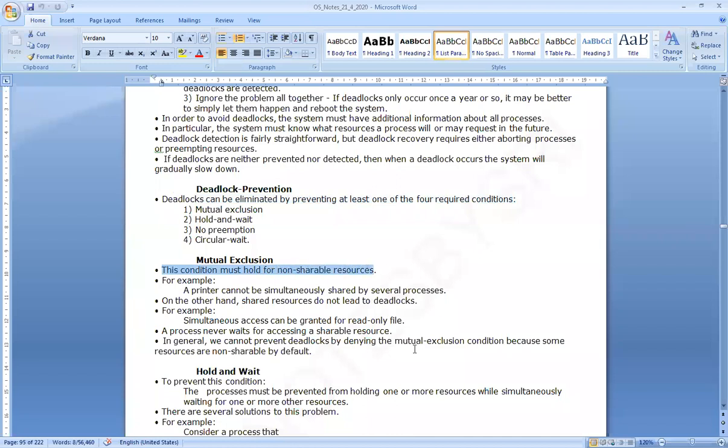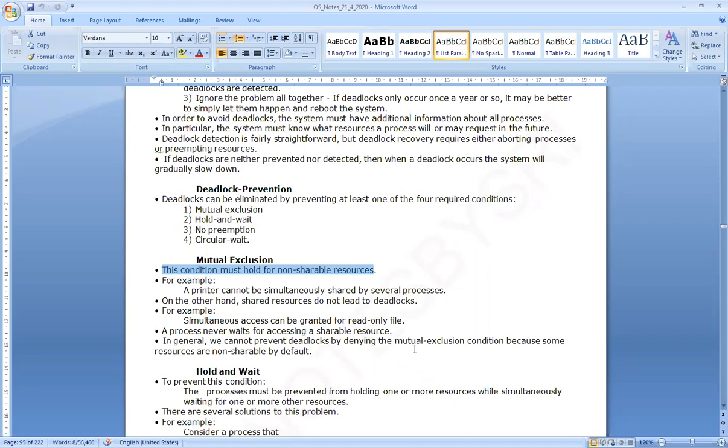Okay, so mutual exclusion means what? There should be an understanding among the processes. They should have some kind of communication so that they see that if any shareable resource is there, it is properly shared. If it is non-shareable, no problem.